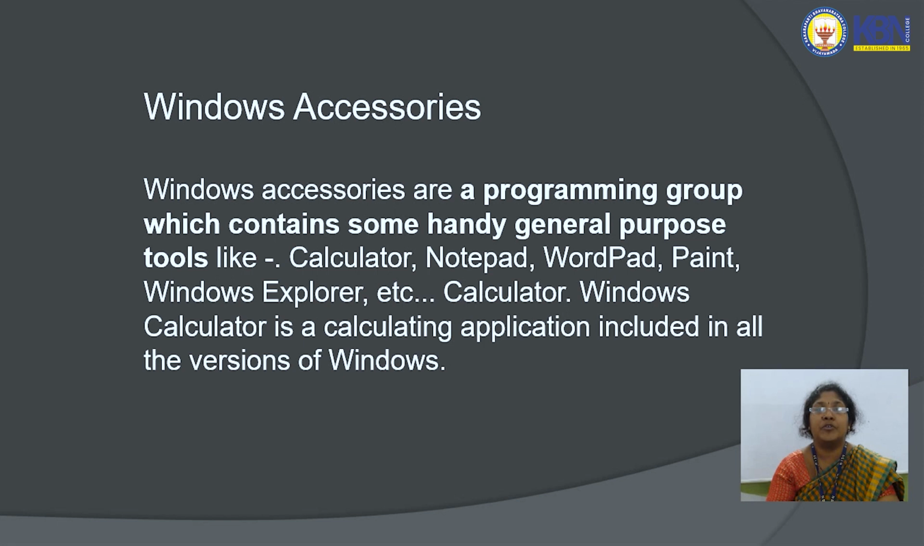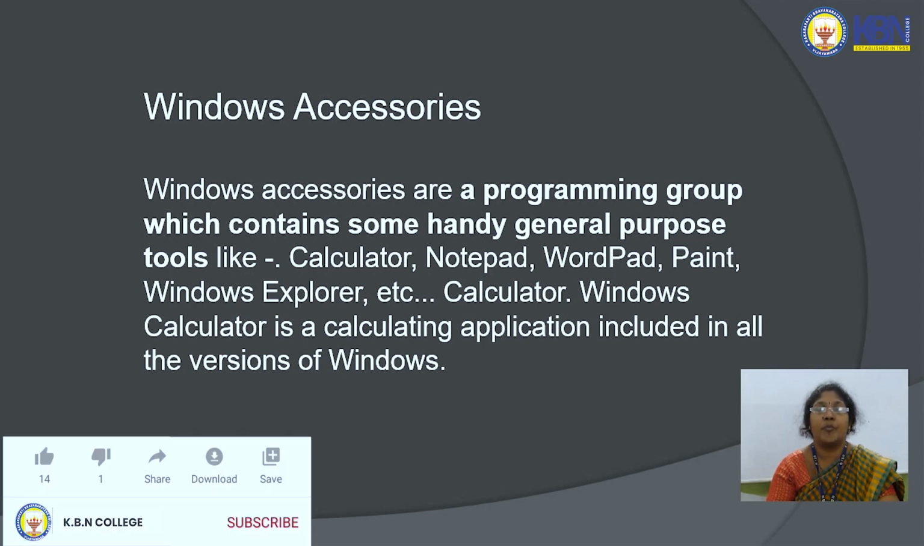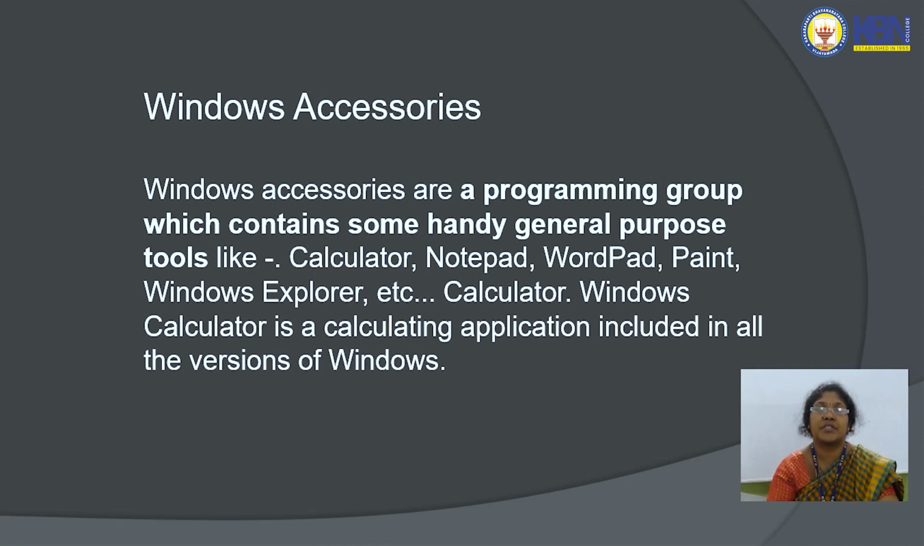Then what are Windows accessories? First of all, we are using an operating system called Windows. Okay, this system of mine is also using the Windows operating system. Not only Windows, there are so many operating systems like Android and Mac. All these are different types of operating systems. Okay, so now what are Windows accessories?